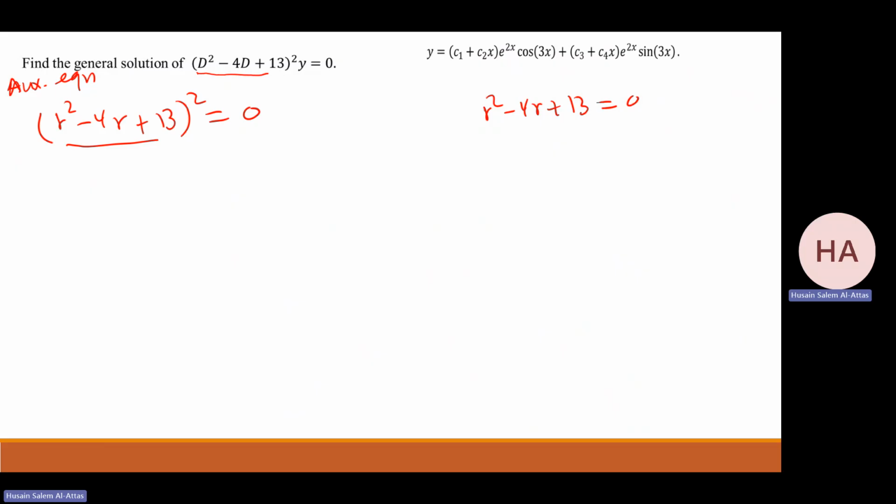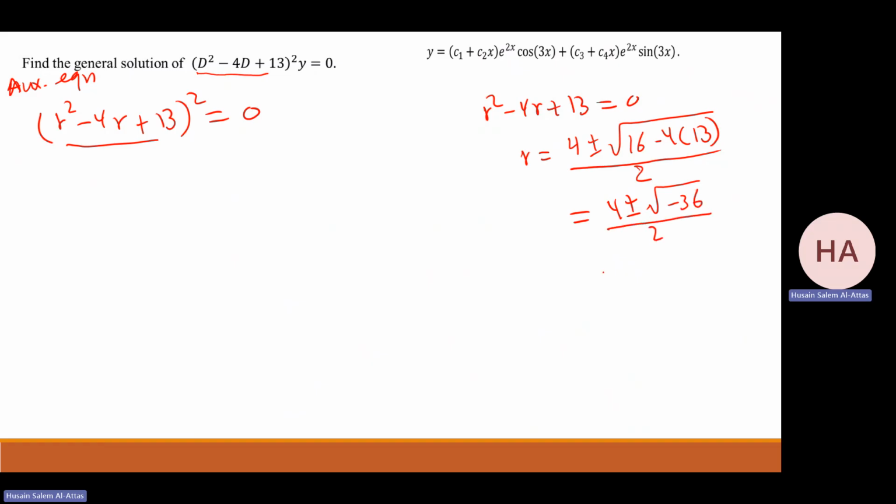Then I have repeated roots. What will be R? I cannot factor this. Actually, I have no real roots. So I have 4, minus B, plus or minus square root of B squared, 16, minus 4AC, 13 times 1, over 2. That will be 4 plus or minus the square root of 16 minus 52, that will be minus 36, over 2. That will be 4 plus or minus 6i over 2. That will be 2 plus or minus 3i.